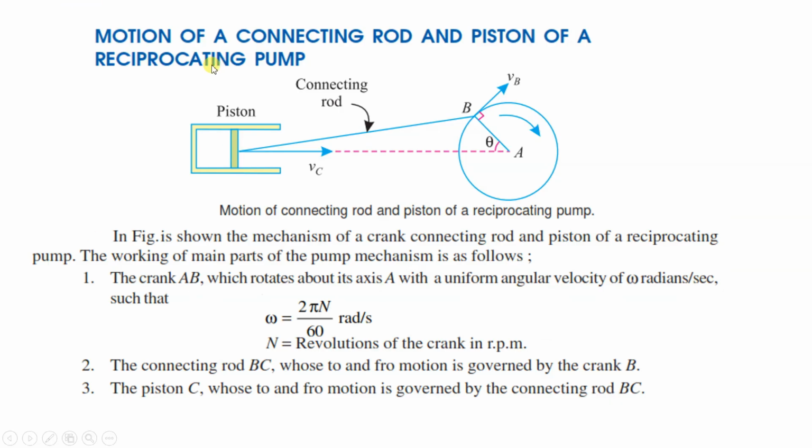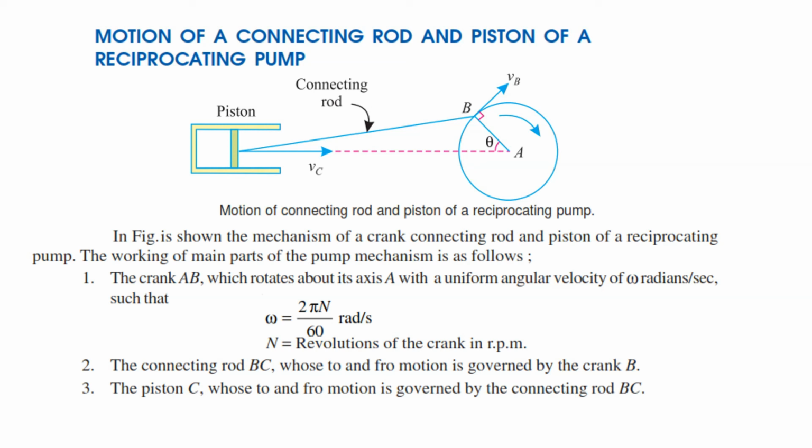Next we will see the motion of the connecting rod and piston of a reciprocating pump. What is a pump? There is a difference between a pump and a compressor. A pump pumps water, and a compressor compresses air. Where do we use a pump? In a society, to raise water from the ground to the terrace of the building, a pump is required. And a compressor is used to compress air and increase its pressure.